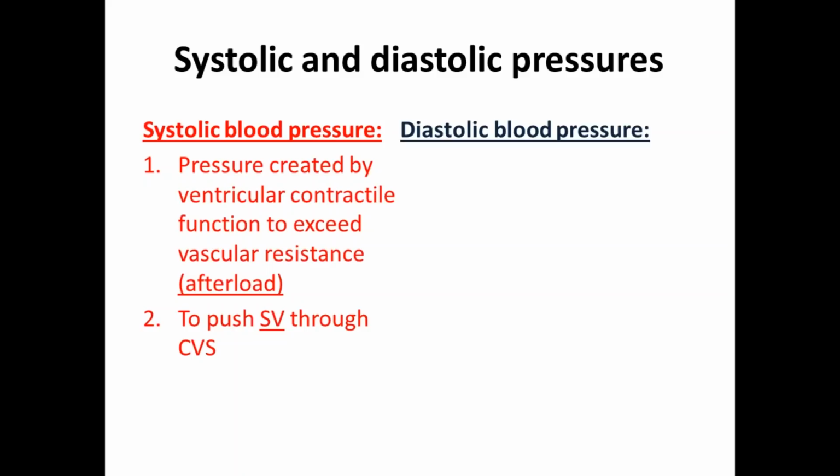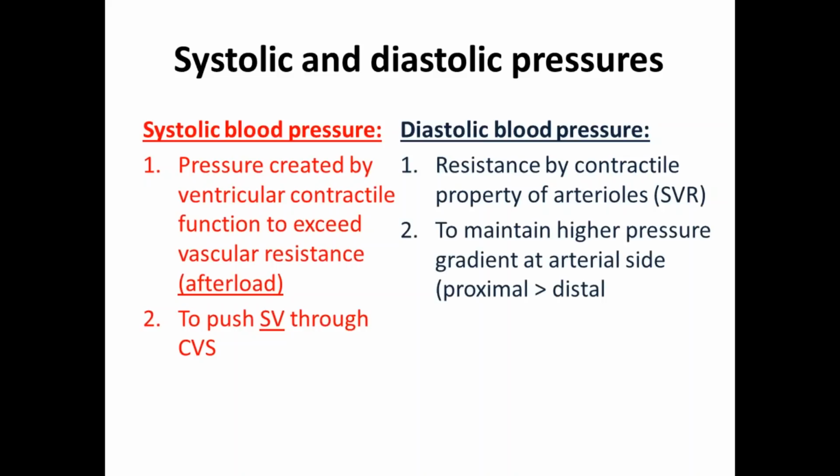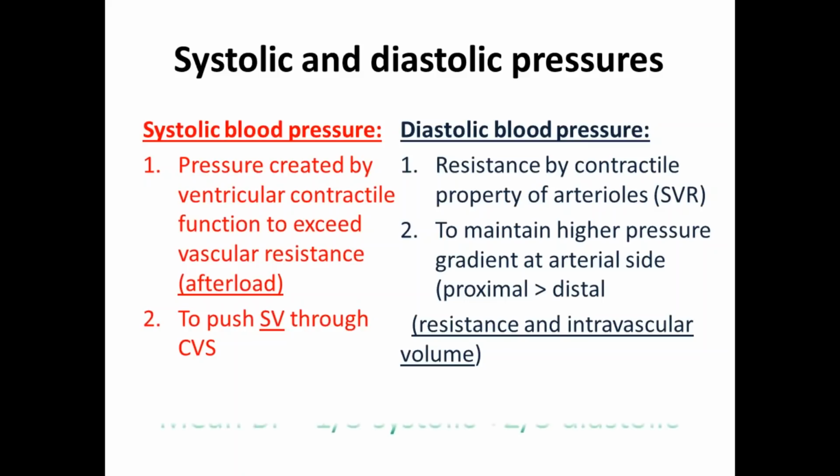So what does diastolic pressure mean? The diastolic blood pressure is a resistance by the contractile property of the arterioles. So it is more reflecting the peripheral vascular resistance to maintain a higher pressure gradient on the arterial side. So the pressure should be maintained during diastole after ejection of blood, to keep moving blood back to the venous circulation, and to maintain a higher gradient in the intravascular volume, which is needed to maintain movement of the nutrients and oxygen back to the tissues.